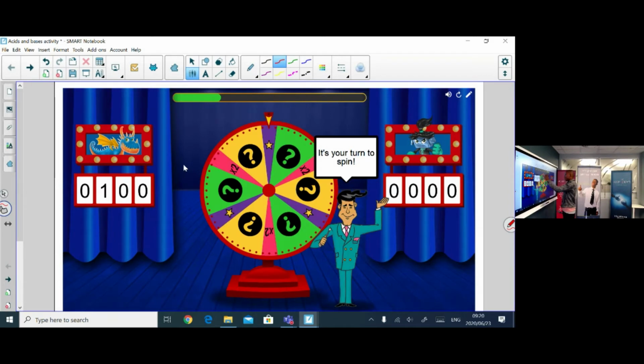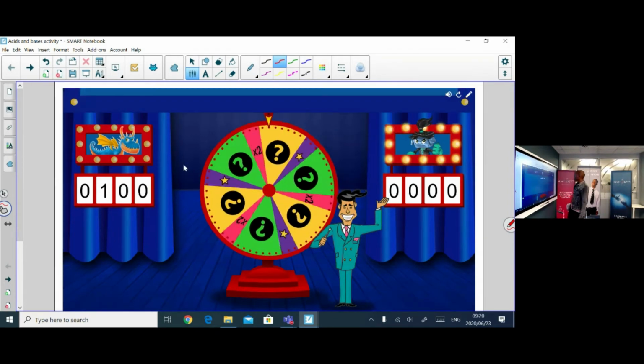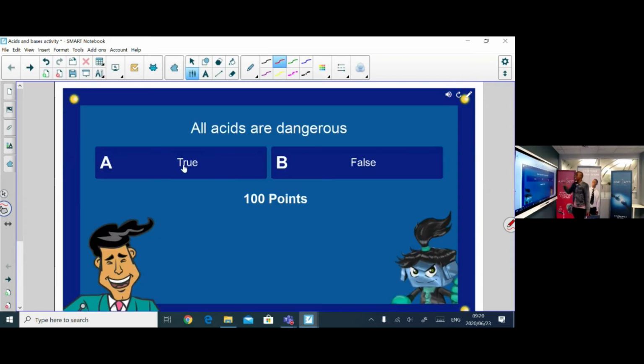Let's spin the wheel and see. We have: all acids are dangerous. Earlier on, we discussed how we can find acids in our households, those that we consume in our households. So if you can consume them in our households, that means they're not so dangerous to us, right? So are all acids dangerous?